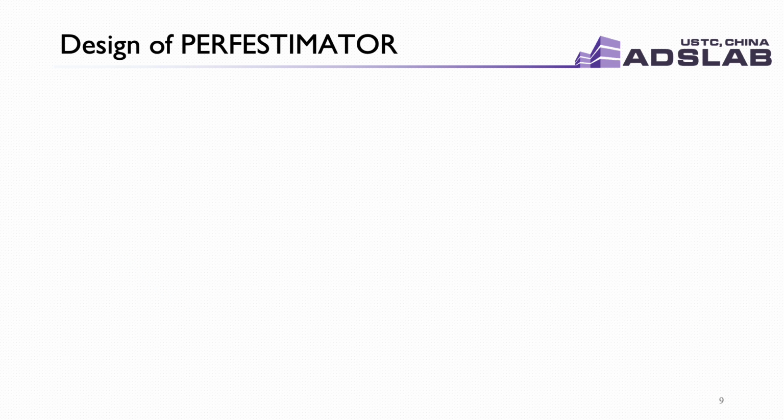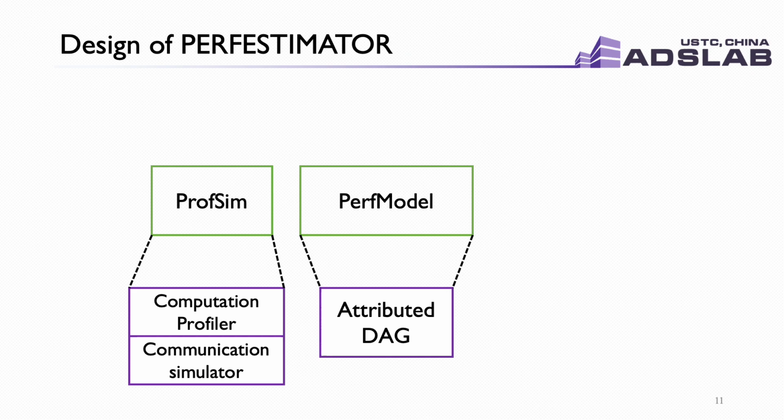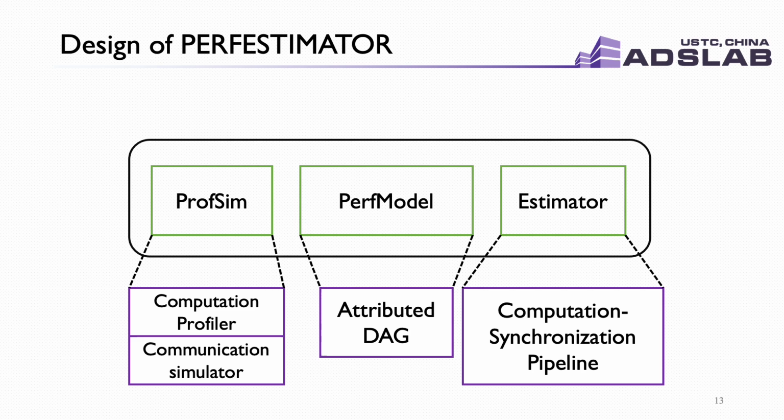Now, we will introduce the design of PerfEstimator. First, we built PerfModel, an attributed directed acyclic graph-based performance model, capturing the training workflow, which is extensible to incorporate new optimization features. Next, we built PerfSim, a single machine scale simulation framework consisting of a computation profiler and communication simulator. Finally, we built Estimator, which is driven by our computation and synchronization pipeline to estimate training performance and scalability. These three parts make up PerfEstimator.